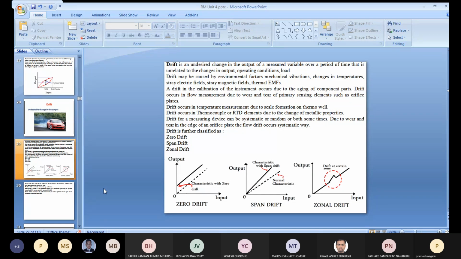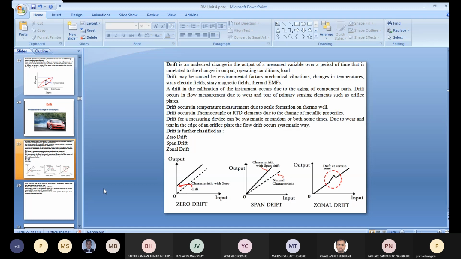Then they have mentioned the drift occurs in temperature measurement due to scale formation on the thermowell. Drift occurs in a thermocouple or RTD element due to change in metallic property. This is again related to instruments. Drift for a measuring device can be systematic or random due to wear and tear. Then again they have quoted the orifice example, and the examples: zero drift, span drift, zonal drift.